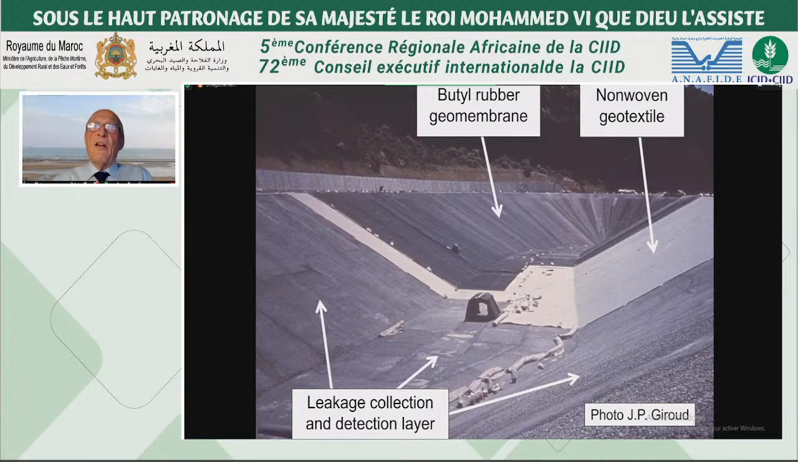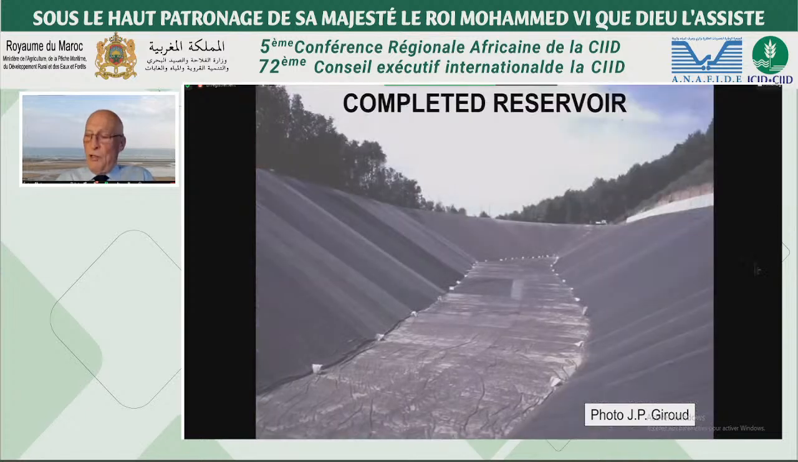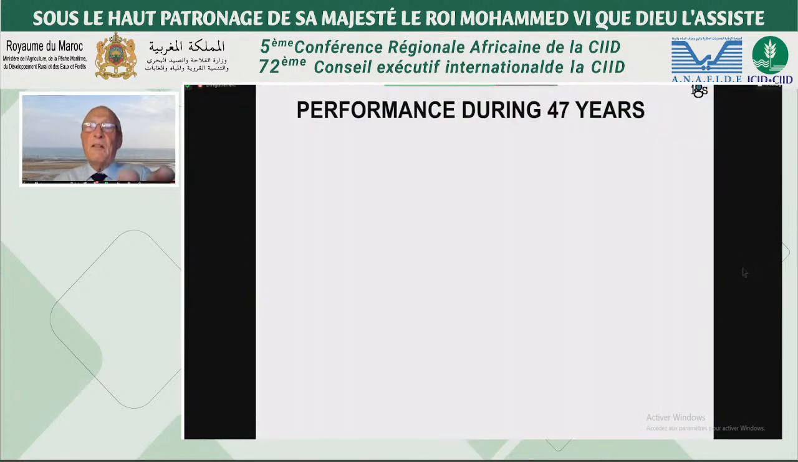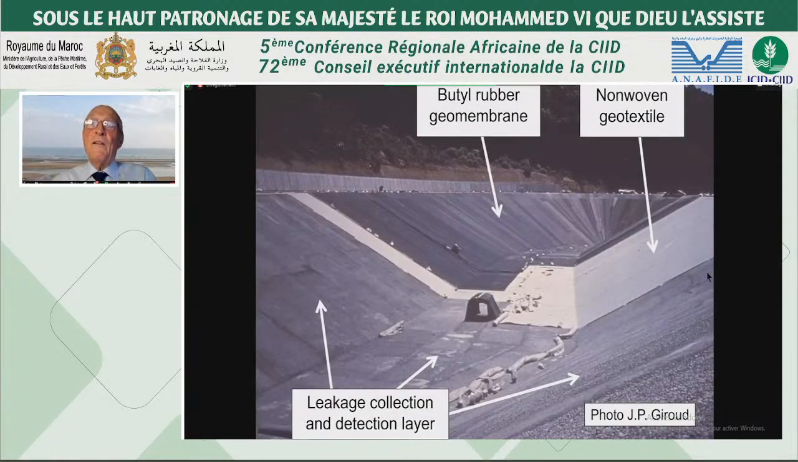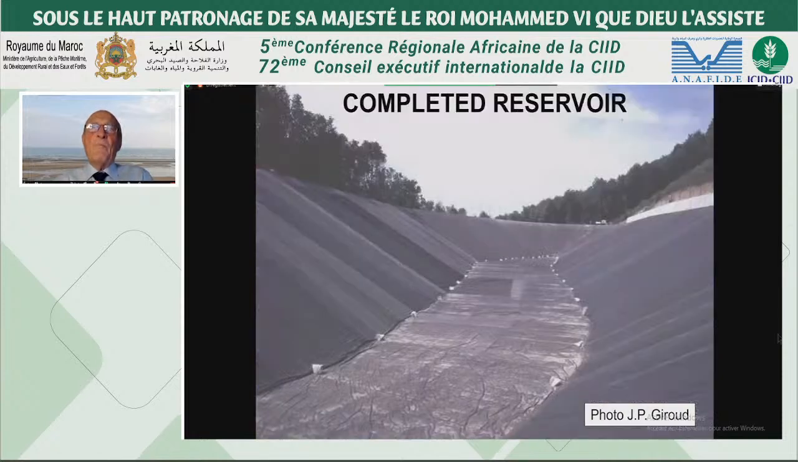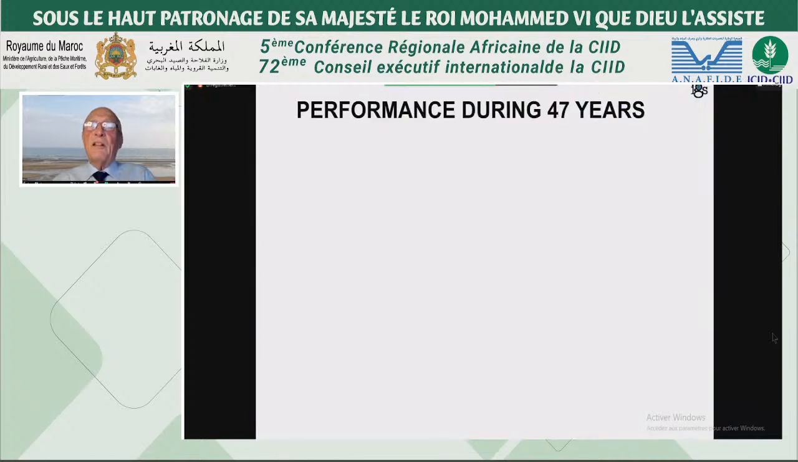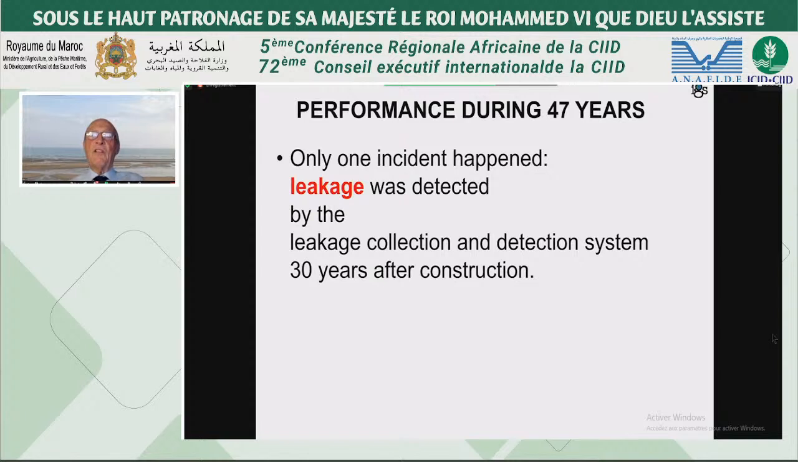We see here a view during construction showing the butyl rubber geomembrane primary liner on top of a non-woven geotextile, which is itself on top of the leakage collection and detection layer. Here is the completed reservoir, and during 47 years, the performance has been very good.